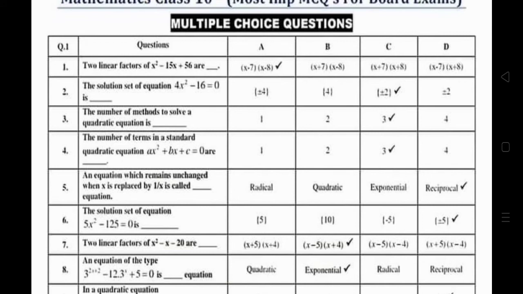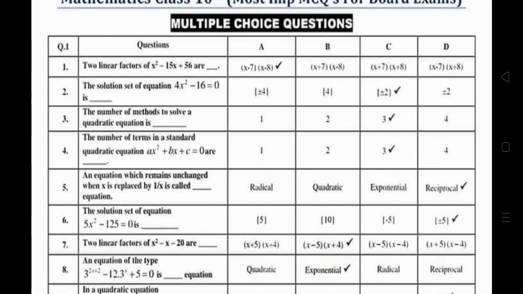Option A is correct. x minus 7 into x minus 8. The solution set of equation 4x square minus 16 is equal to 0 is plus minus 2. Option C is correct. The number of methods to solve a quadratic equation is 3.